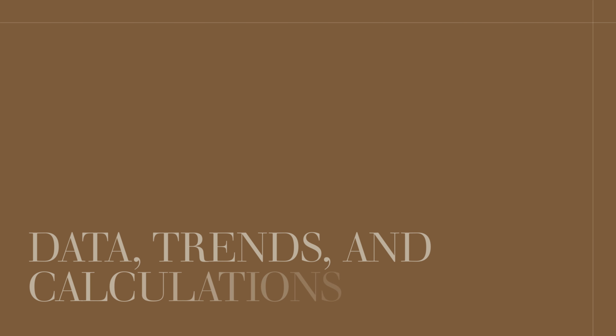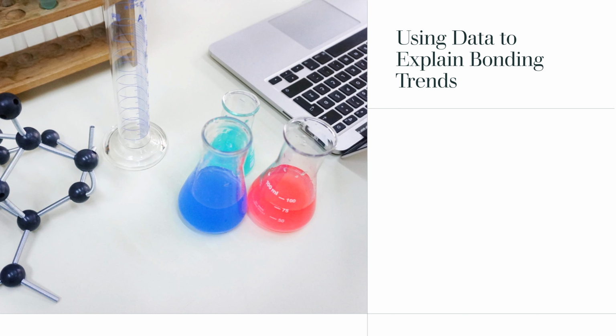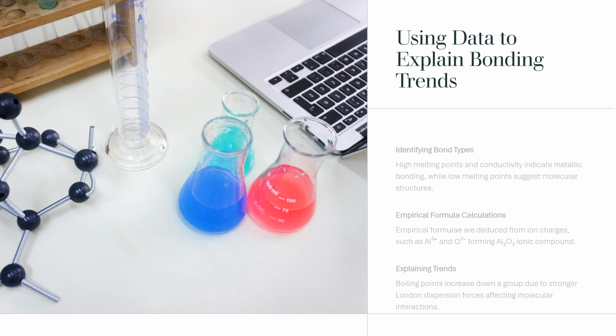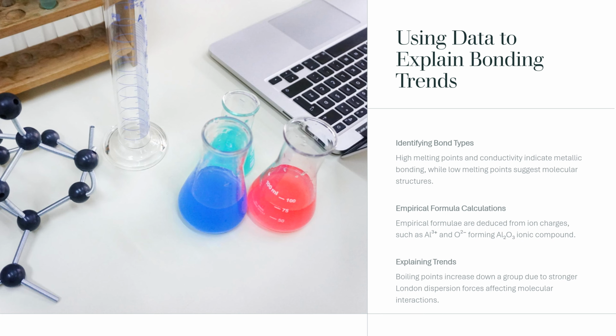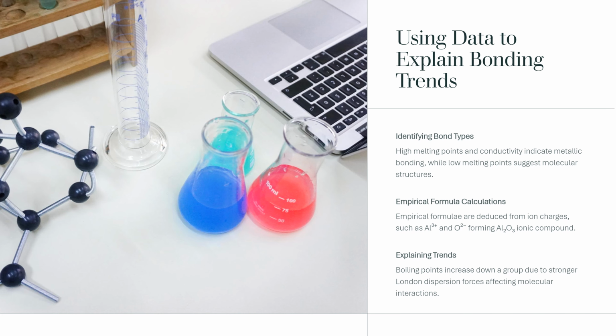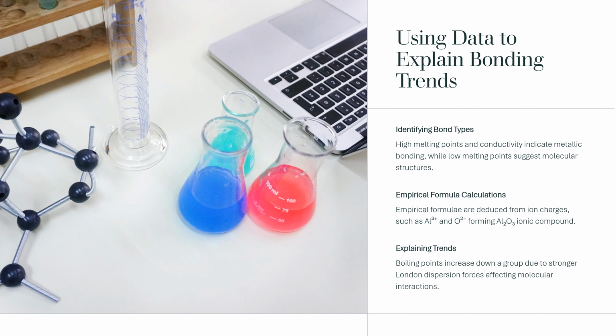Chemical bonding parameters are fundamentally governed by periodic atomic properties, which directly influence molecular architecture and thermodynamic behavior. Data analysis is an important skill. A substance with a very high melting point and electrical conductivity as a solid is likely to have metallic bonding, whereas a low melting point and lack of conductivity suggest a simple molecular structure. Calculations may include deducing empirical formulae of ionic compounds from ion charges.